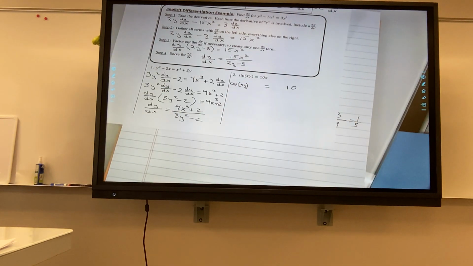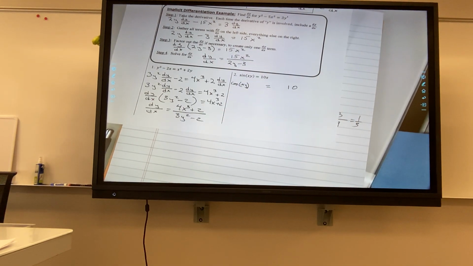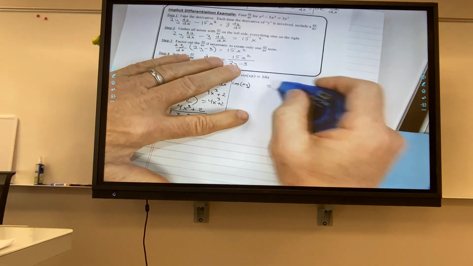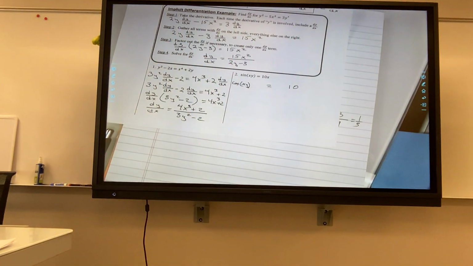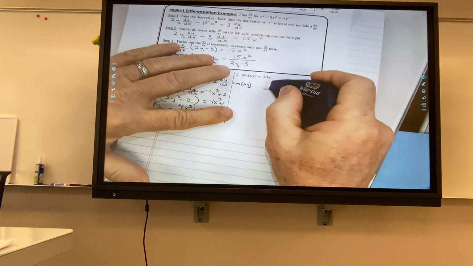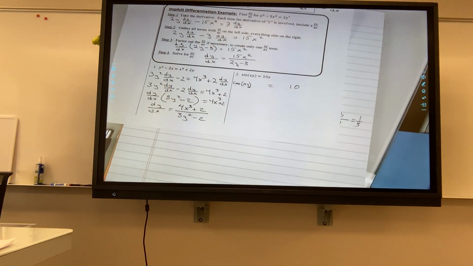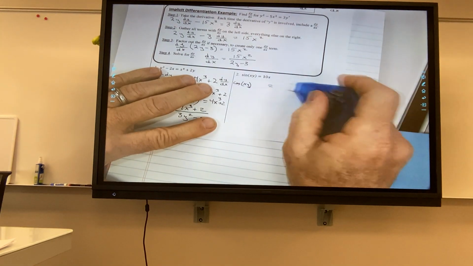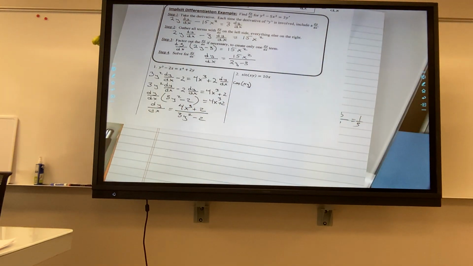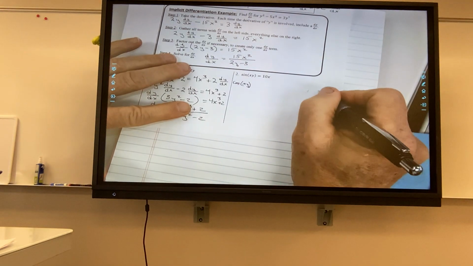Of course, I didn't give myself enough room, so I'm going to fix this real quickly. I've got to get one that works. There. I'm going to write equals 10 way over here.